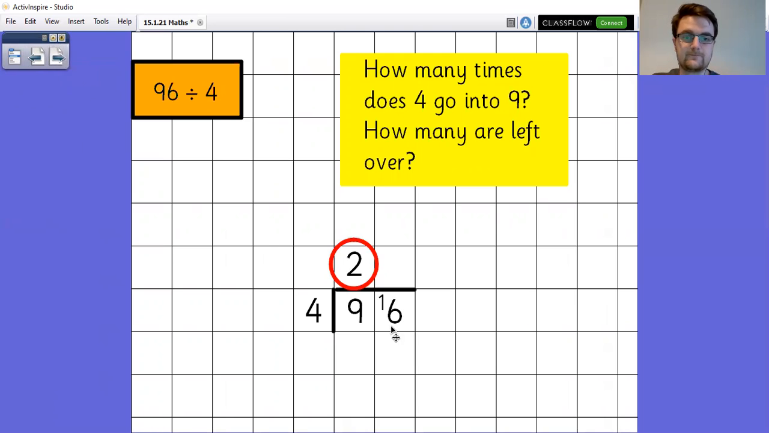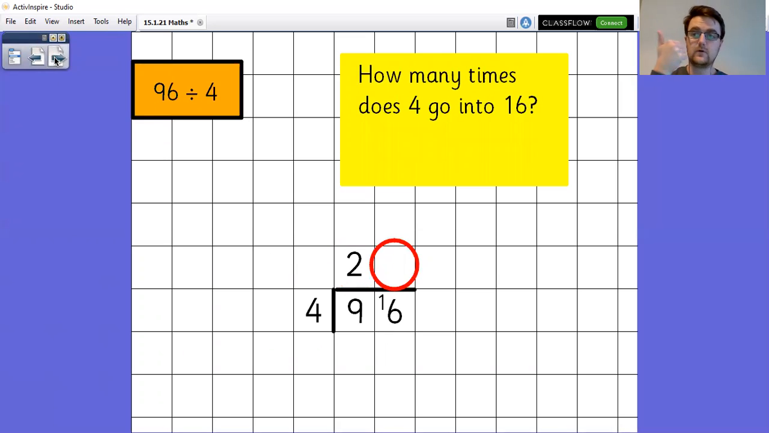So my 2 goes up there and my 1 goes here. So I don't add them, that becomes a 10. So 4, how many times does 4 go into 16 is the next thing that I need to check. 4, 8, 12, 16. It goes in 4 times, which means that my answer is 24.